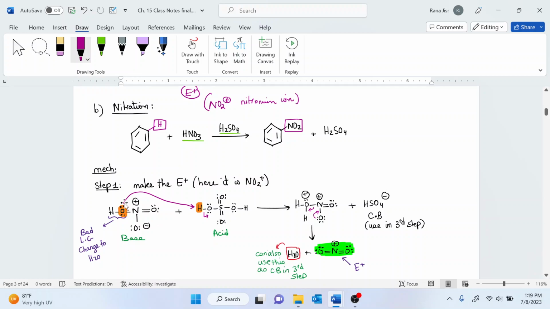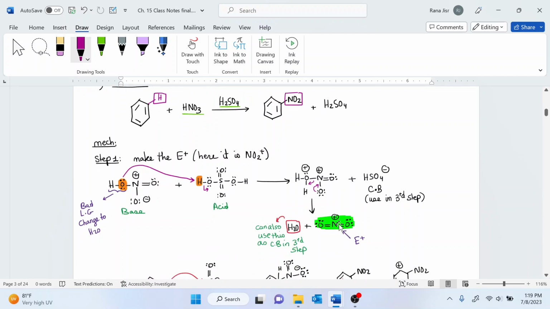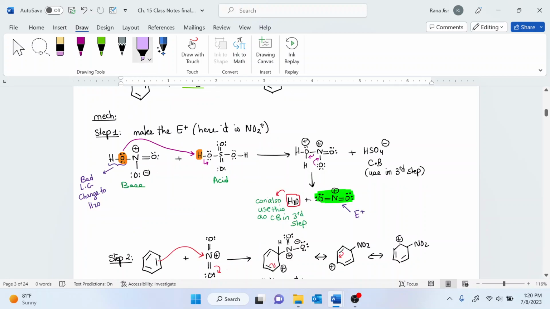The first step is going to be from the base to the acid. Base always takes the acidic hydrogen. You are going to make water, and then water will be kicked out by resonance. So you're going to do resonance in there, water will be kicked out, and you're going to make the nitronium ion. This is the Lewis structure of the nitronium ion, and this is going to be the electrophile.